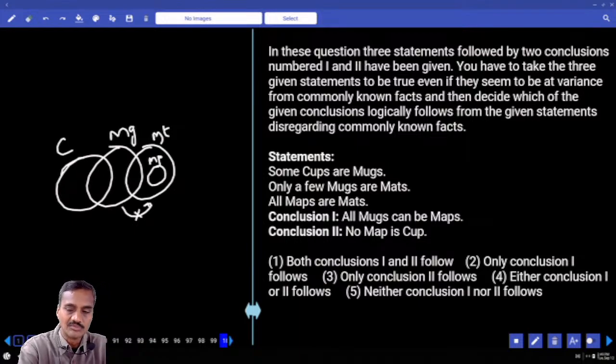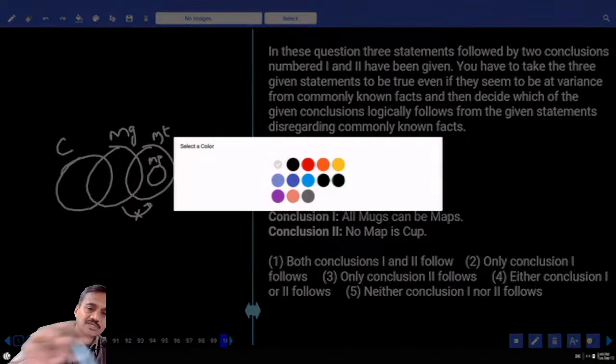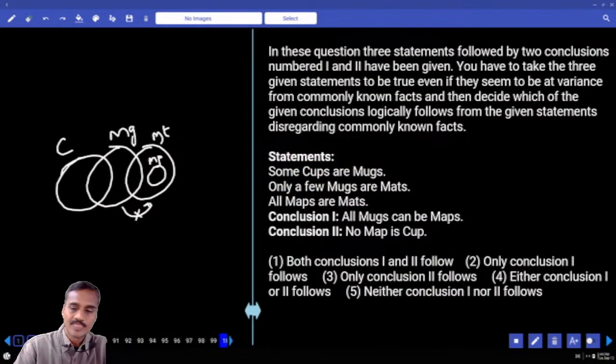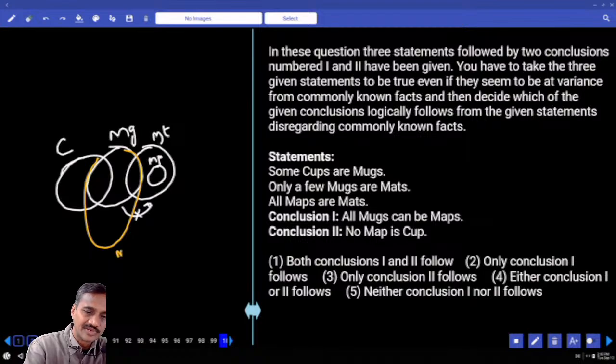Then the first one, all mugs can be maps. This entire mug can be a part of map or not. Is it possible or not? Possibility means all mugs is a part of what? Is a part of matte. All mugs are map means now this entire mug must be like this map. Now if you write map like this, then this entire map is a part of what? Map is a part of map.